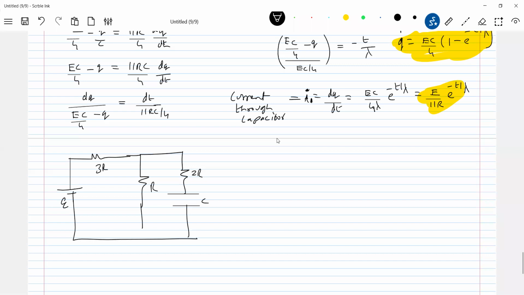Time constant of the circuit is, don't write 2R by C. Time constant of the circuit means the resistance of the other branch also will have influence. Not only 2R into C is the time constant. I'm making it clear: time constant of a branch, they should not ask.